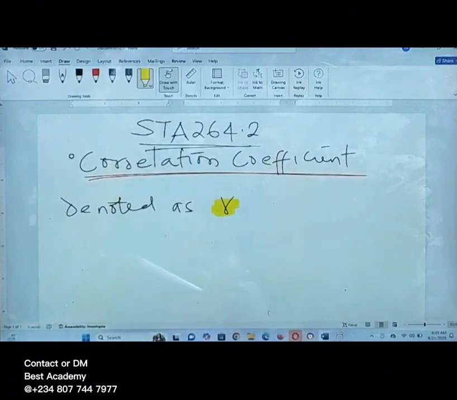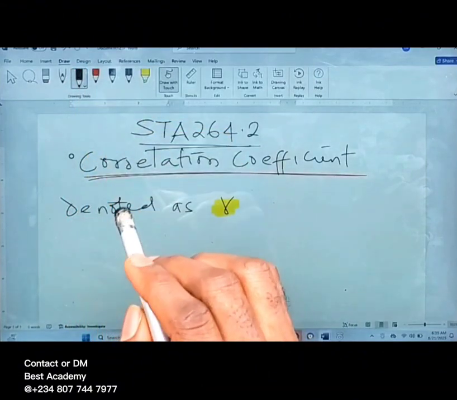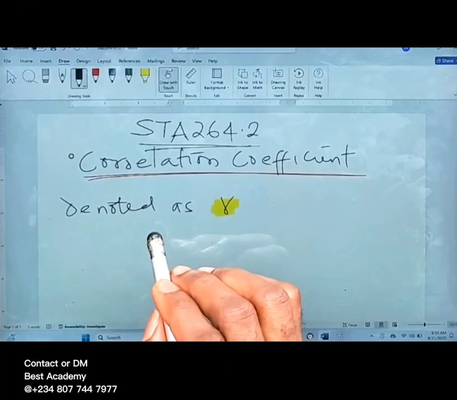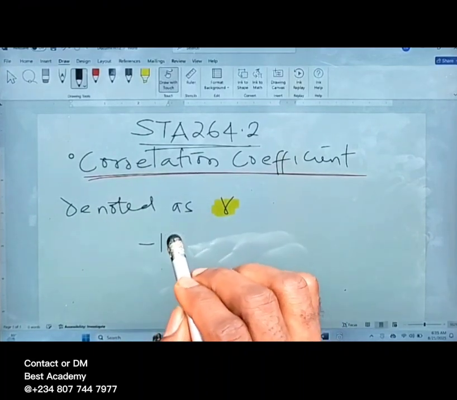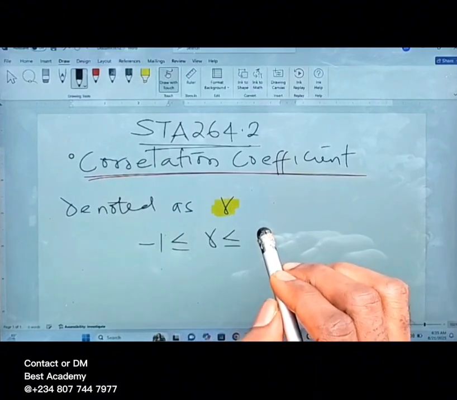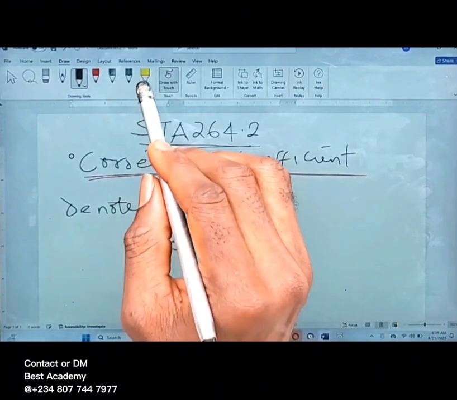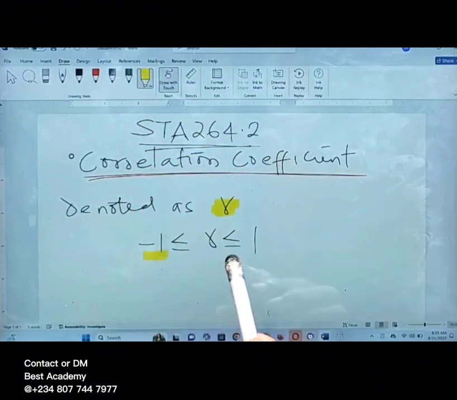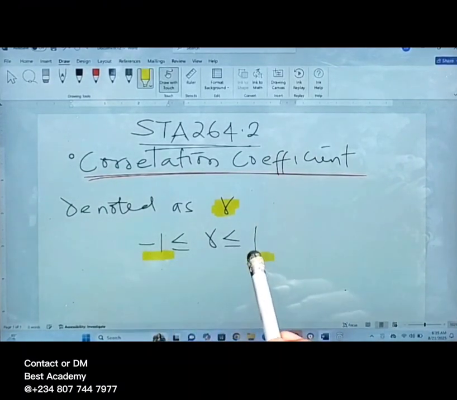So whenever you're asked to determine small letter r, that means in statistics you're asked to calculate the correlation coefficient, and the range is from -1 less than or equal to the correlation coefficient less than or equal to 1. That is, the range is between -1 and +1.